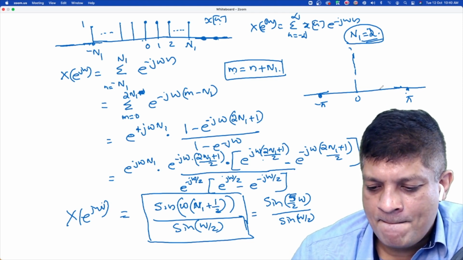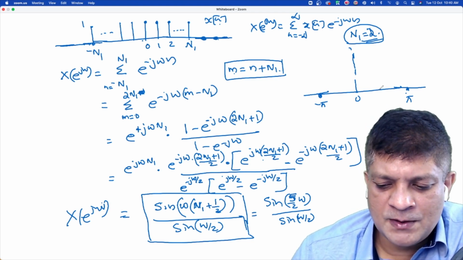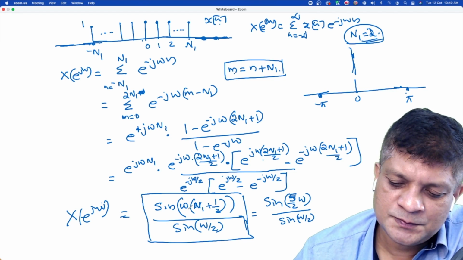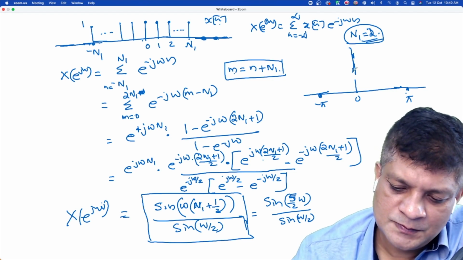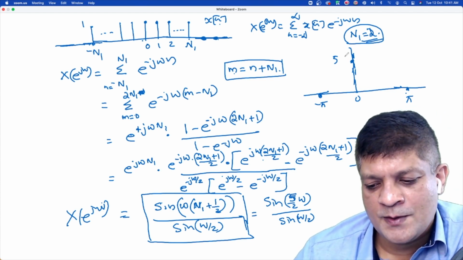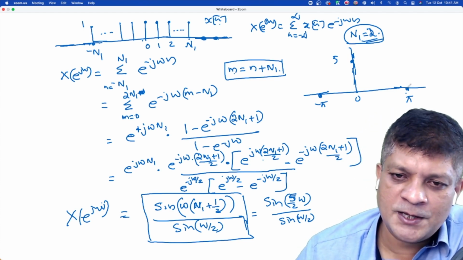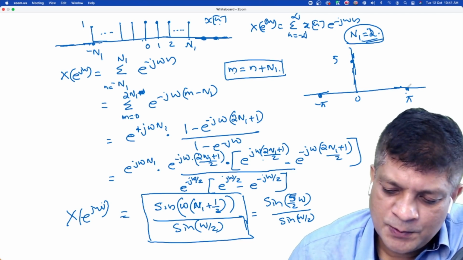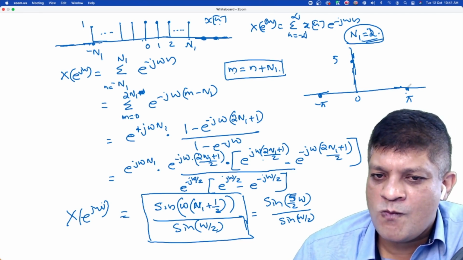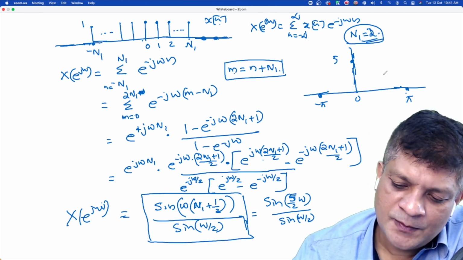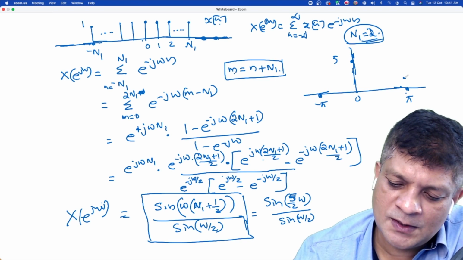Okay. Now, can you tell me what is the approximate shape of this? What is the value when omega is 0? It is 5. When omega is 0, it is 5. And when omega is pi, some value. Is it a positive value or negative value? It is some positive value, and it is less than 5, somewhere like this.